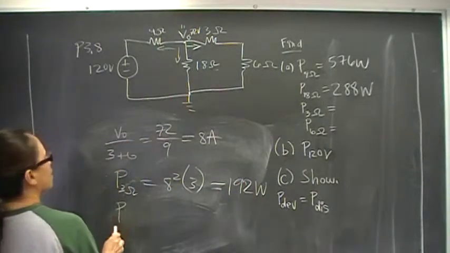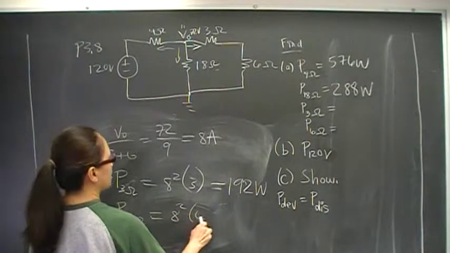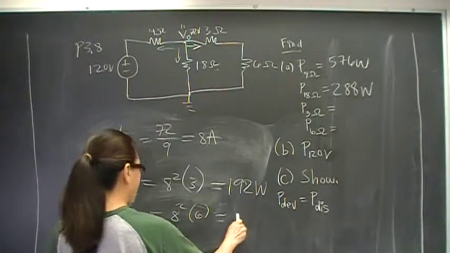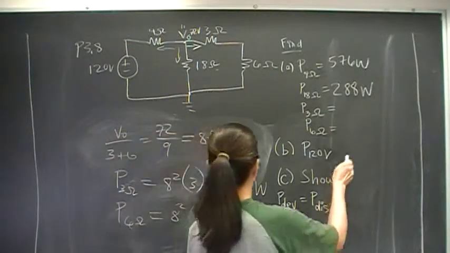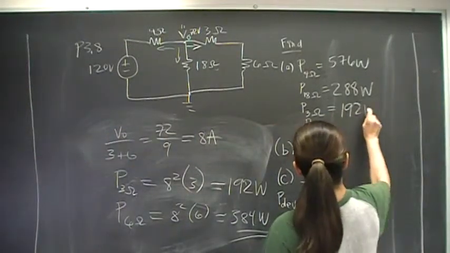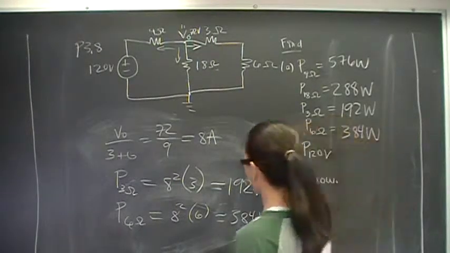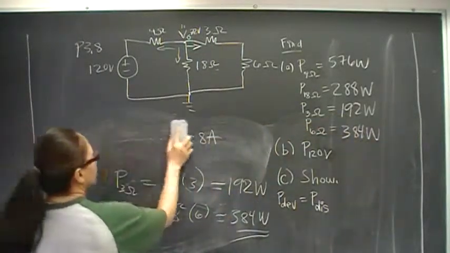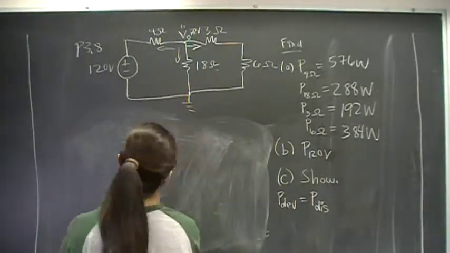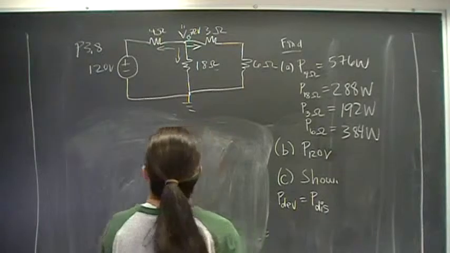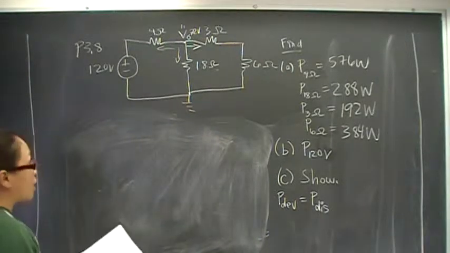And power of the 6 ohm resistor is 8 amps squared times 6. And that is 384 watts. So we have 192 watts here and 384. And remember earlier when we were finding power through the 4 ohm, we calculated the current through that, and the current was 12 amps.